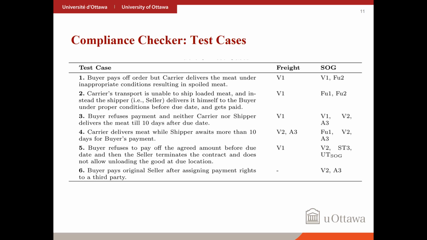V, FU, and so on are abbreviations for violation, fulfillment, and other states of norms and contracts. For example, V1 in the freight column means the first clause of the freight contract must be violated if the corresponding test scenario is executed.